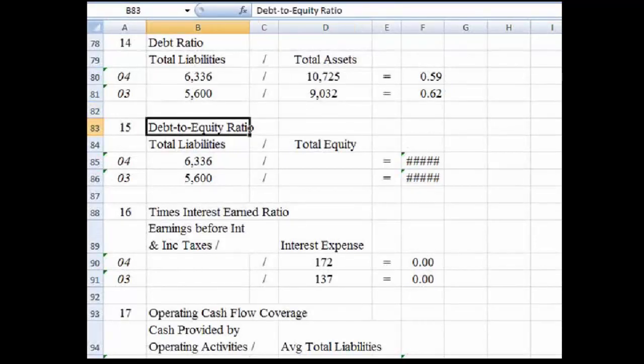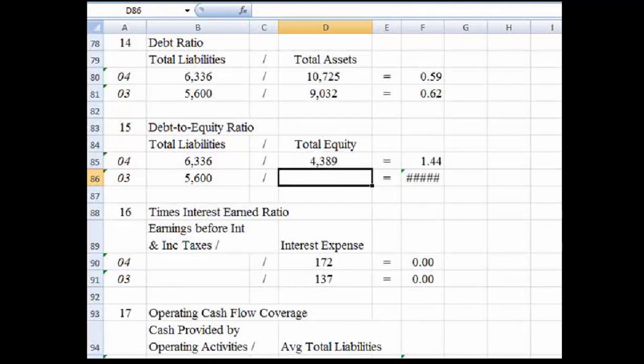The next solvency ratio is the debt-to-equity ratio. This is the flip side of the debt ratio. Instead of comparing liabilities to assets, this one compares liabilities to equity. Once again on the screen, the total liabilities have been carried down from the prior ratio. The total equity is on the line just above the last line on the balance sheets. So, 4,389 should be entered on the 04 line, and 3,432 should be entered on the 03 line. The end results for both years show around $1.50 of debt for each dollar of equity.